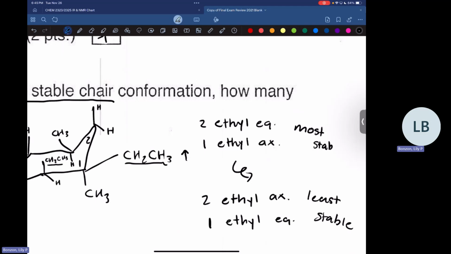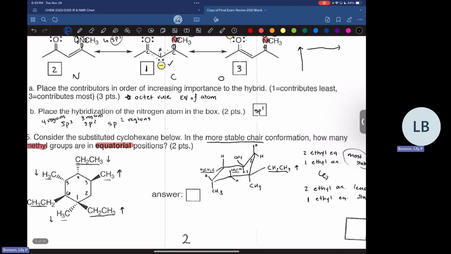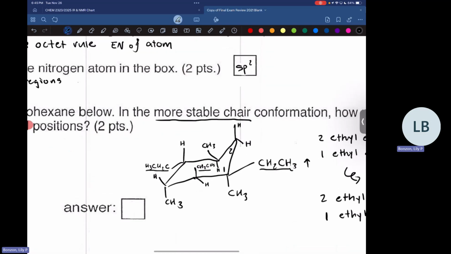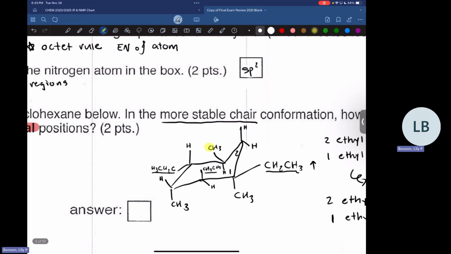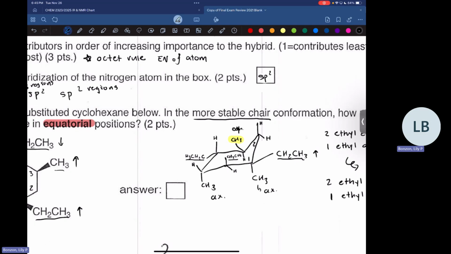And so now that we have that most stable chair conformation drawn, we can find what it's asking for. So we're asked to find methyl groups in equatorial positions. So if you look at the structure that we drew, this methyl was equatorial. This one at the bottom was axial. And, oh, sorry, we had this one down here too. So this one was also axial. So we end up only having one methyl group in the equatorial position. So our answer is going to be 1.